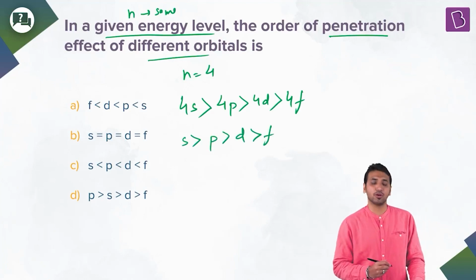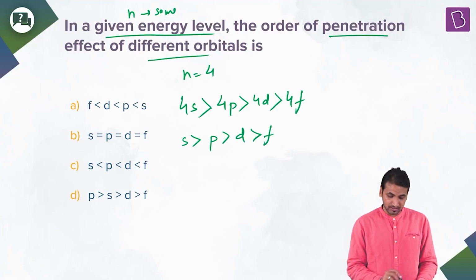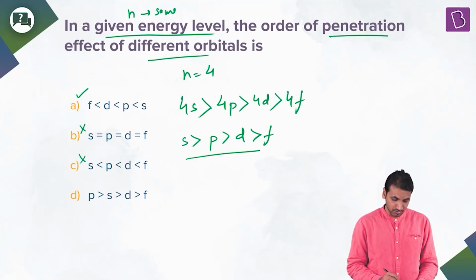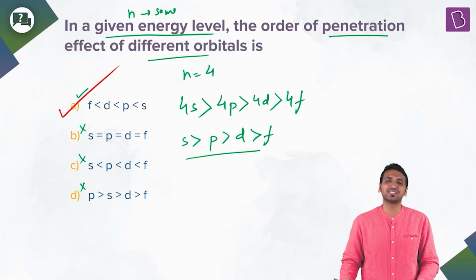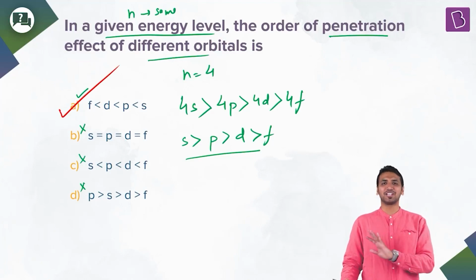Now let's look at the options. You have f, d, p, s in the reverse order, and this is matching with what we have calculated. So this is going to be true. All equal, no. s, p, d, f reverse order, no. And p, s, d, f, no, not at all. So option A is going to be the correct answer to this simple question. And with that, we conclude this question.